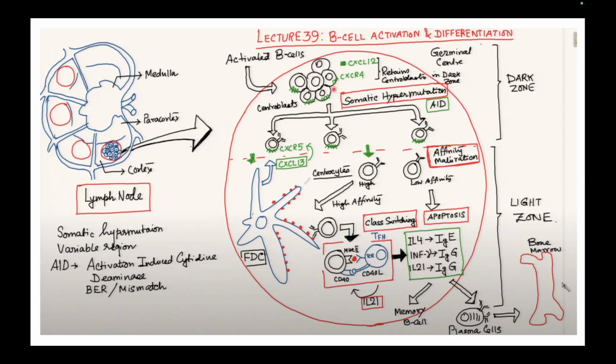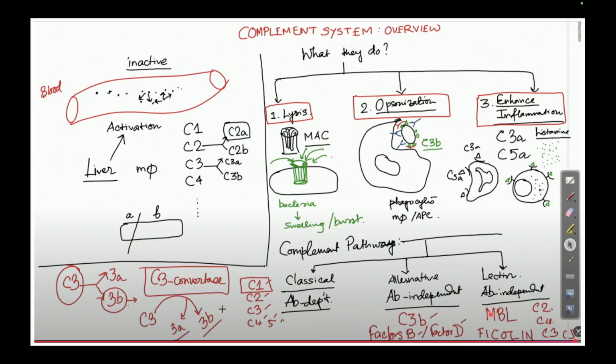As you can see, in the activated B cells, somatic hypermutation is happening. After that, it is going to the dark zone where it is undergoing high affinity maturation. High affinity ones are being selected, then class switching is happening, then interleukin release and cytokine release is happening, making more and more plasma cells, differentiation into the plasma cells.